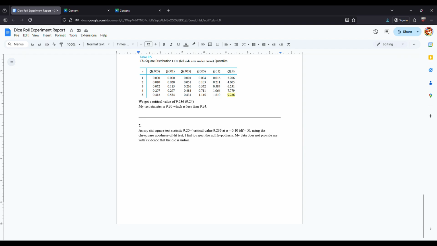As a conclusion, my chi-square test statistic 9.20 is under the critical value of 9.236. And so at an alpha of 0.1 and degrees of freedom of 5, using the chi-square goodness of fit test, I fail to reject the null hypothesis, and my data does not provide me with sufficient evidence that the die is unfair.